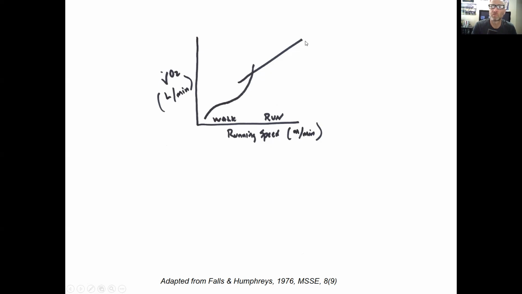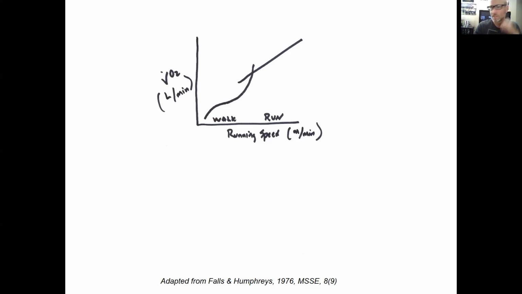But interestingly, if we're running and we start slowing the speed down, we may actually stop running sooner than we would need to transition to walk. So this preferred transition speed is a really interesting area of research in terms of why we transition from one gait to another, but it's not because of our rate of oxygen consumption. It's not where those two lines cross.